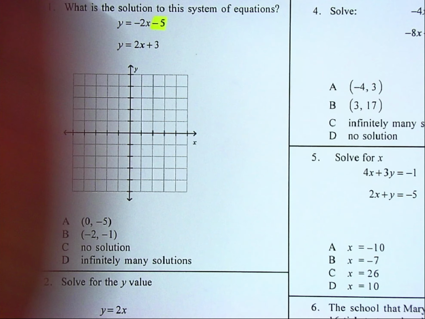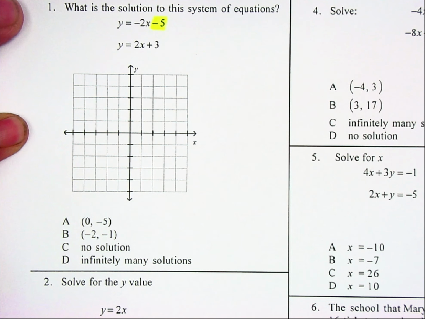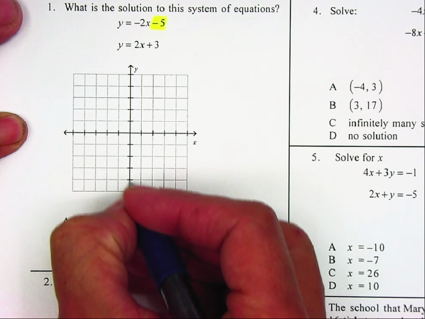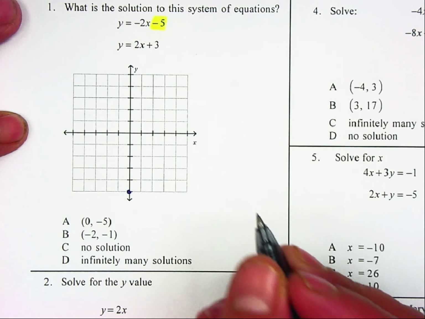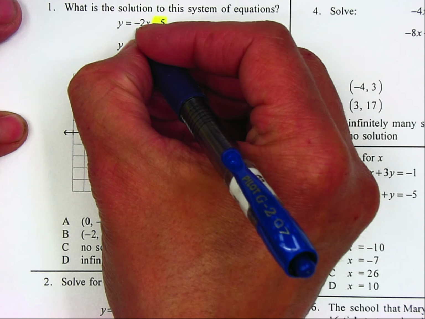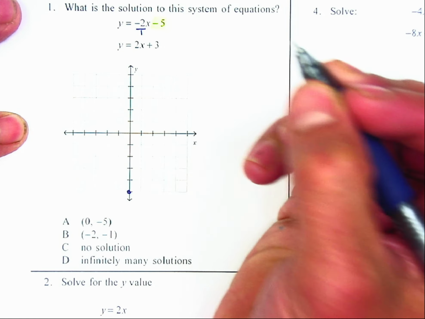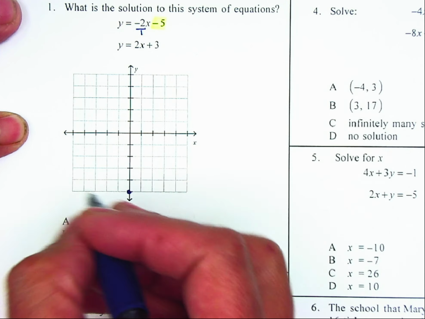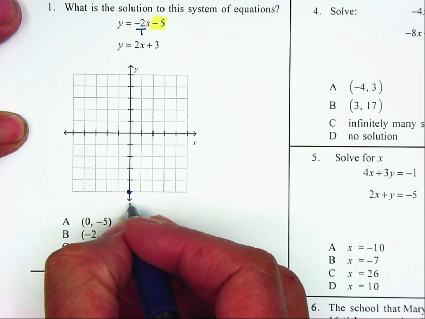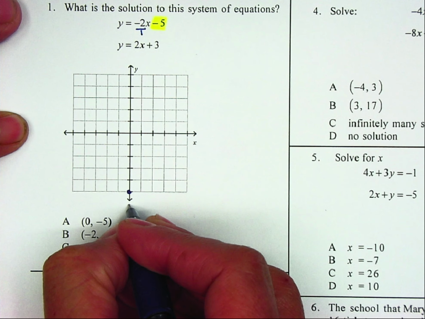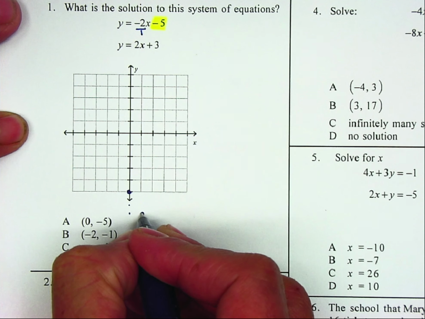First, I'm going to highlight my y-intercept, negative 5. 1, 2, 3, 4, 5. And my slope is negative 2. I need to make it into a fraction, negative 2 over 1. So therefore, I'm going to go down 2. Even though there's no more space, I'm going to go and create the space. 1, 2, and over 1.